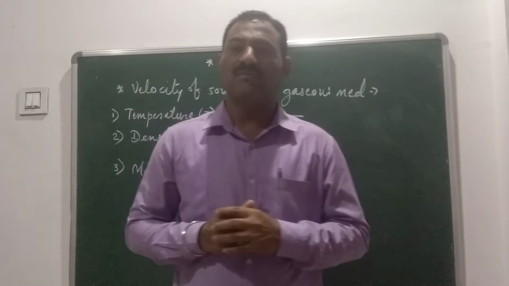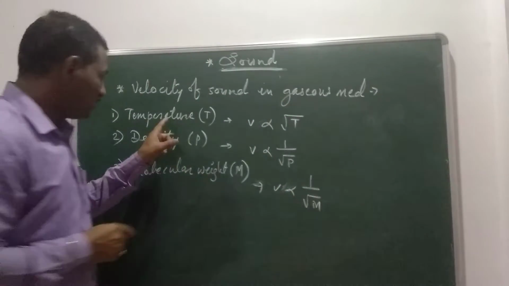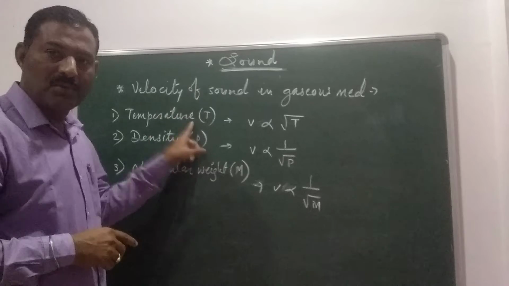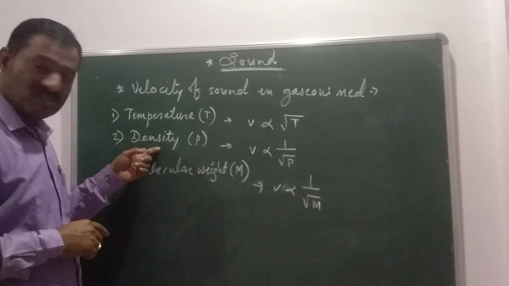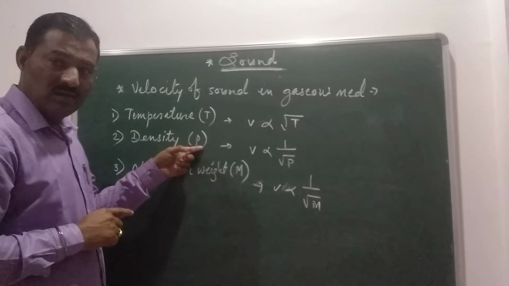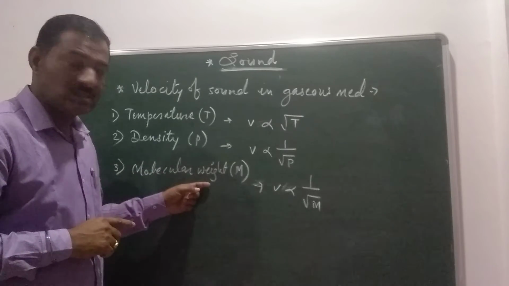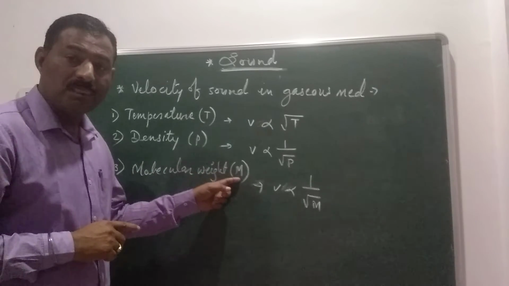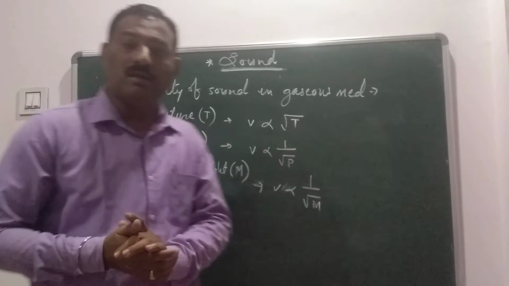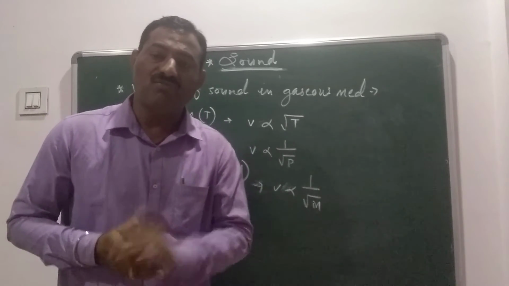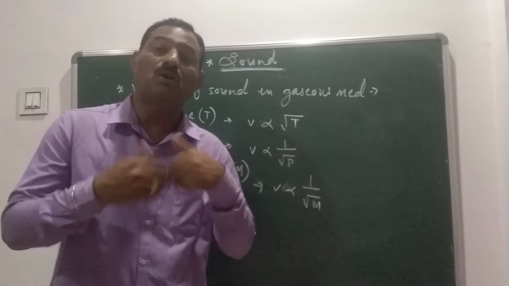The first factor is the temperature, which is denoted by the capital T. The second factor is the density of the gas, that is the capital P, and after that the molecular weight of the gas, that is the capital M. Now, what is the effect of these factors on the sound velocity?